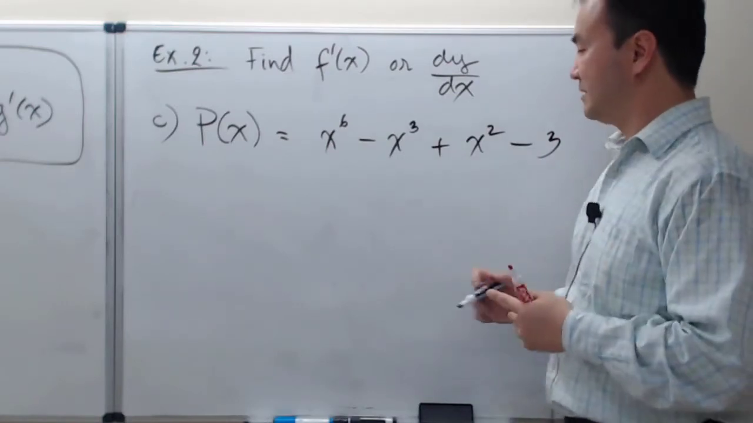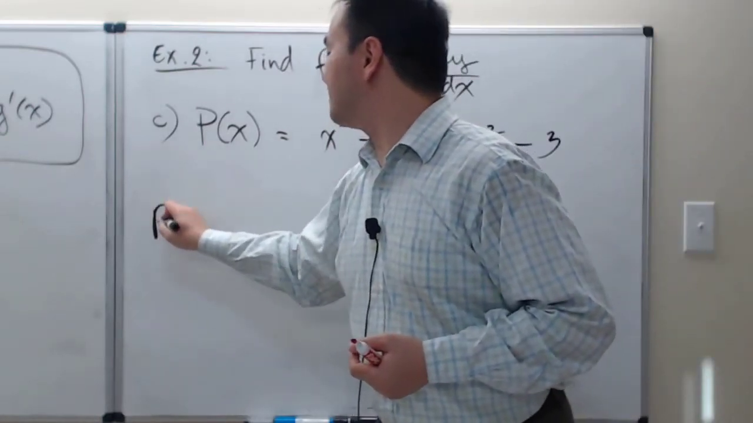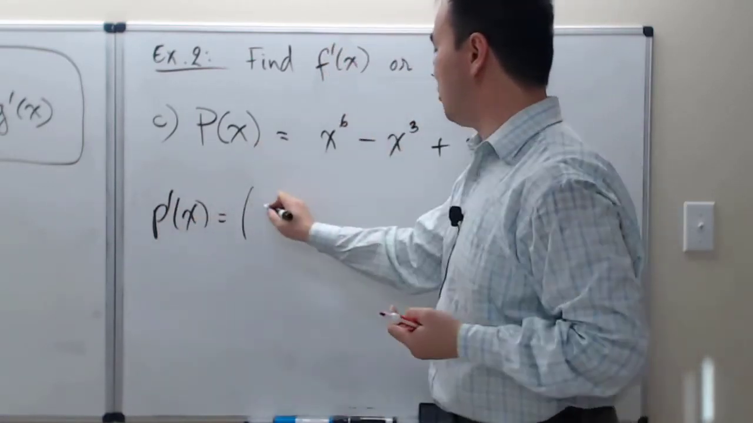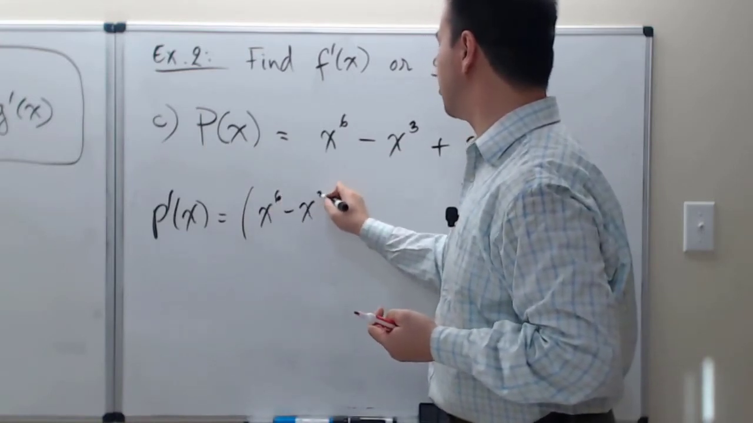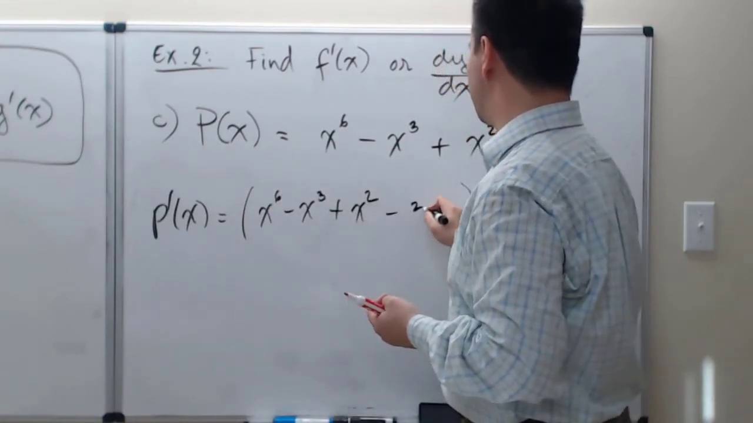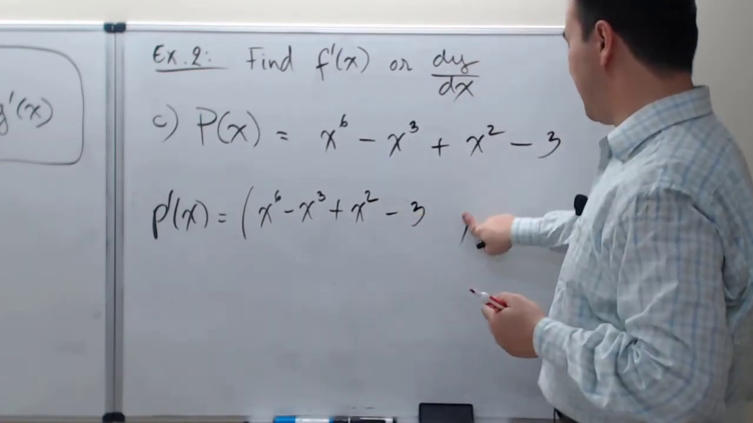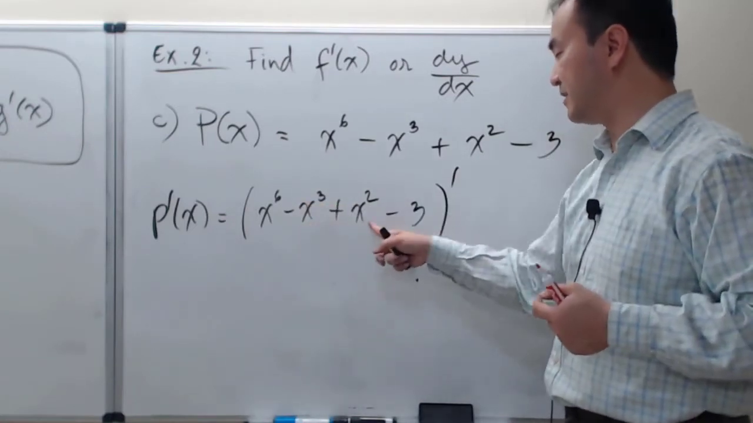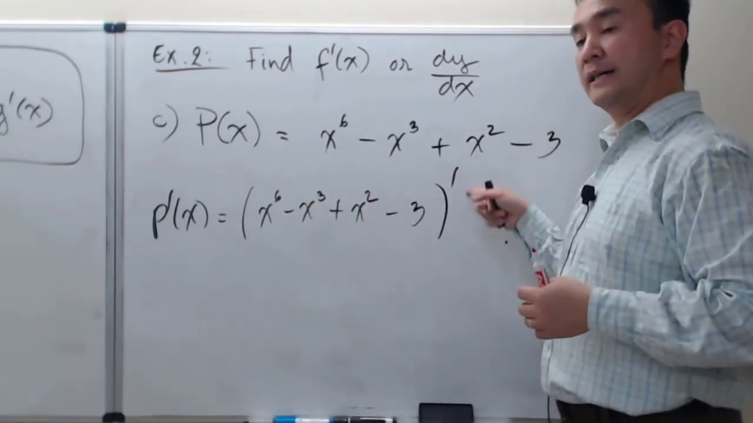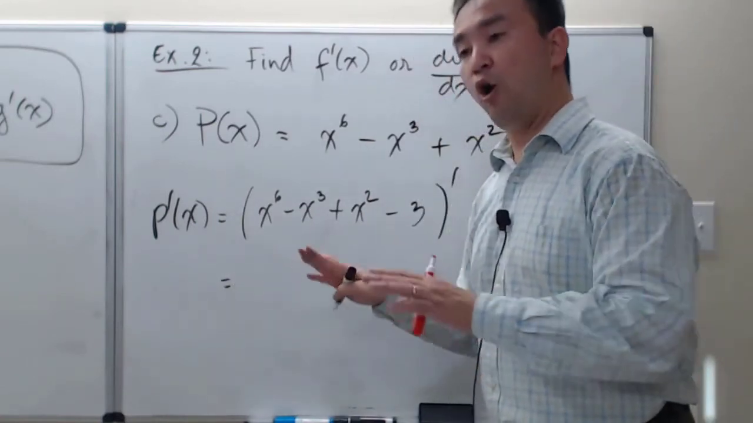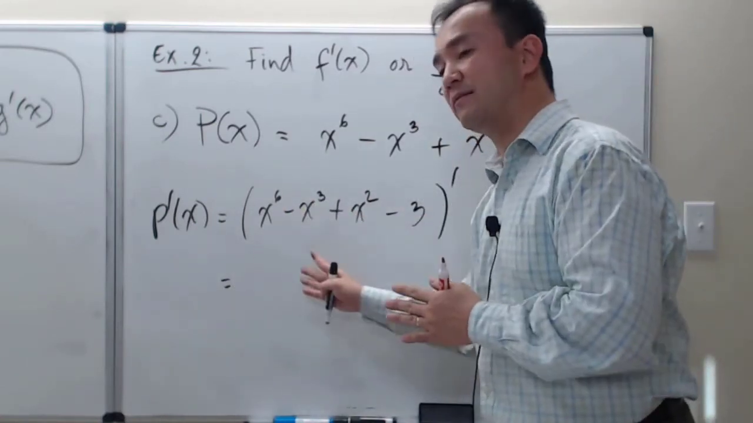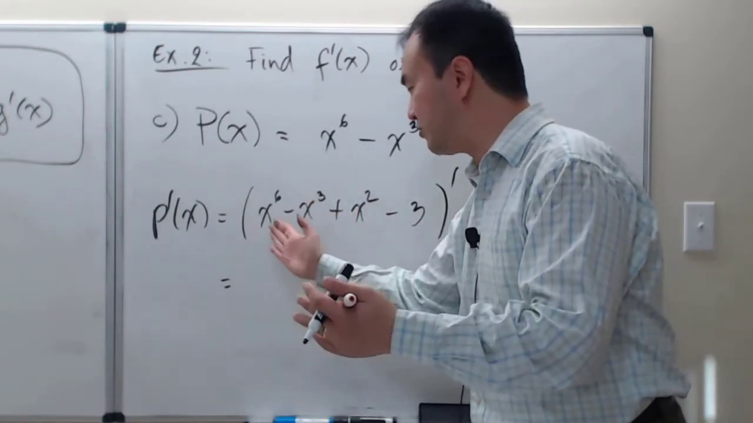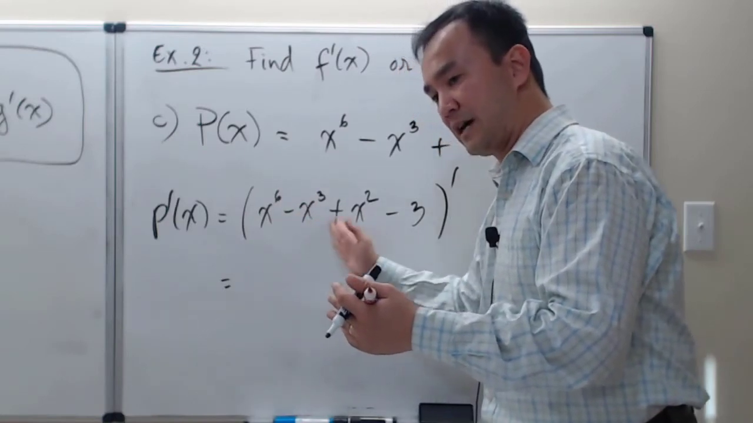Okay, so P prime of x. Our challenge here is the whole lengthy multiple terms, x to the 6 minus x to the third plus x squared minus 3. We have to consider the entire lengthy expression here. There's difference, there's sum here, there's difference there. We have to take an overall derivative. But the whole point of sum and difference, when we apply them in a combined situation like this, is that it allows us the flexibility to find the derivative term by term.